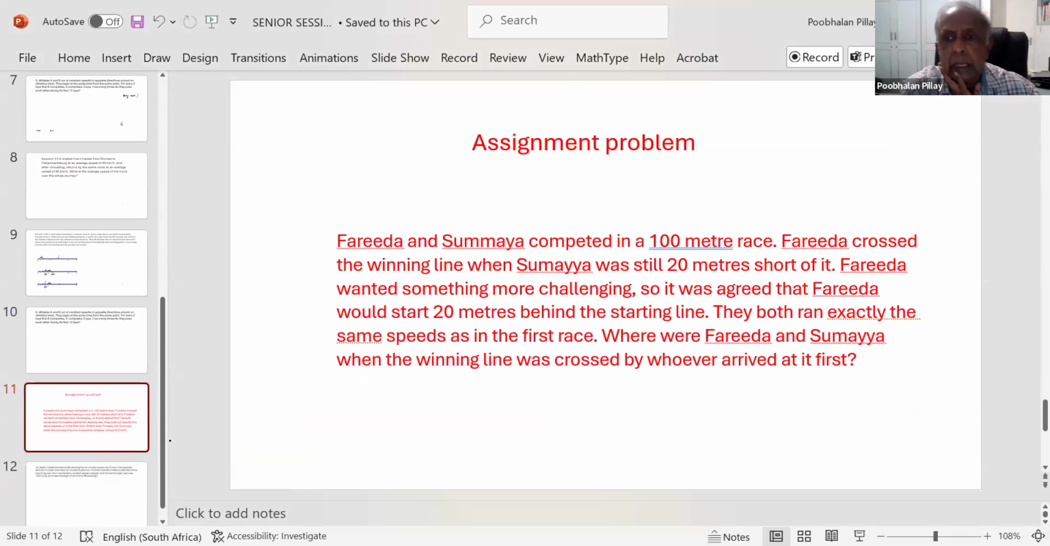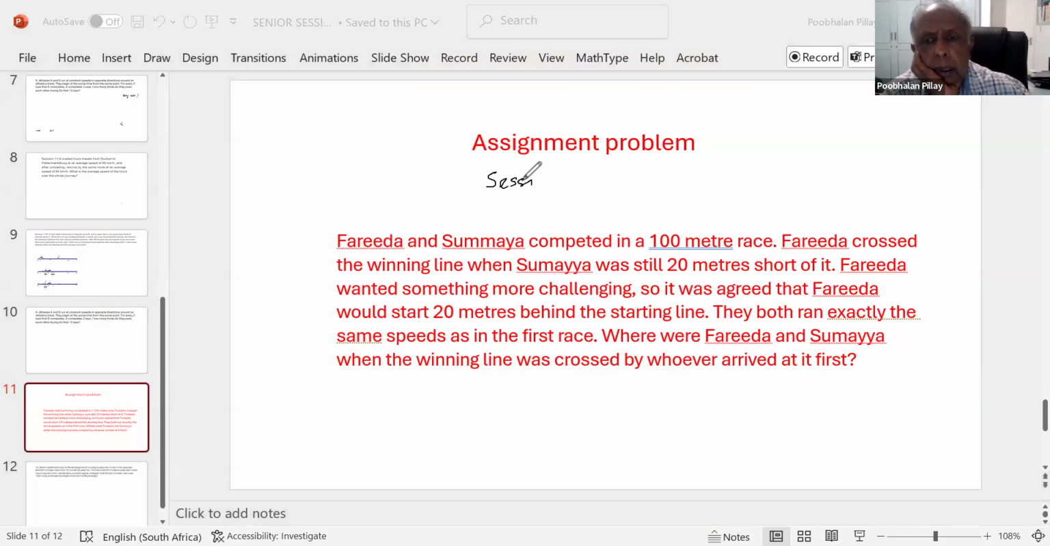Assignment problem. You got an assignment problem here. Now this is what number? You have to check it out. I'm not sure what number this is, but it's in session 4. So look at your session 4 problems, and you'll see what number it is. But I'll put it down here so you can look at it on the screen and try to solve it, if you are going to read this again. All right, so that's your assignment problem. There's nothing more to discuss on that.